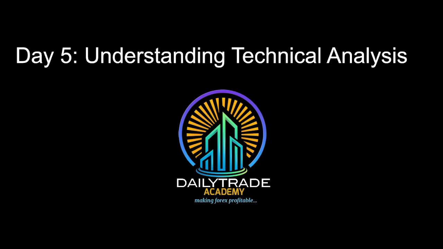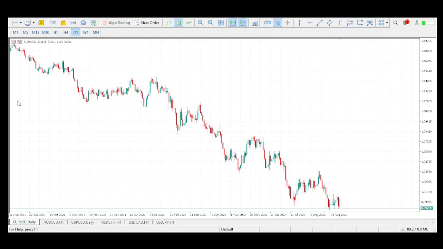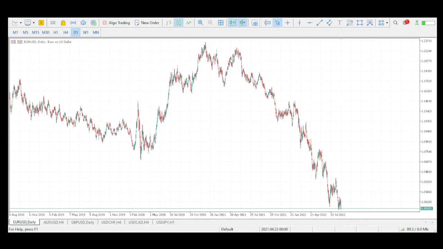Let's go straight to our charts. This is where we are going today. These are our daily time frame charts. Let me zoom in and see how it has been coming down.